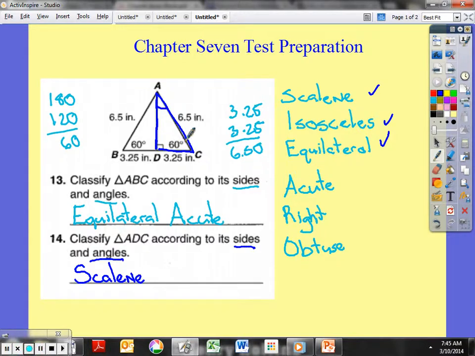This is acute. We know this is 60. Now I see that little square here. That square tells me that's a right angle, so that would be 90 degrees. If I have just one right angle, that means the entire triangle is a right triangle. So that's a scalene right triangle.